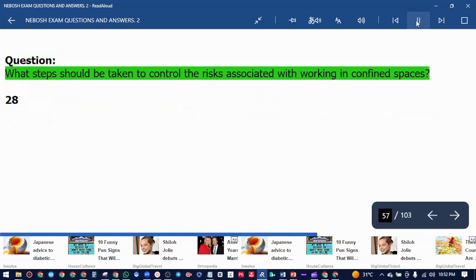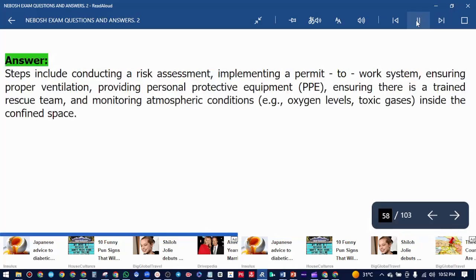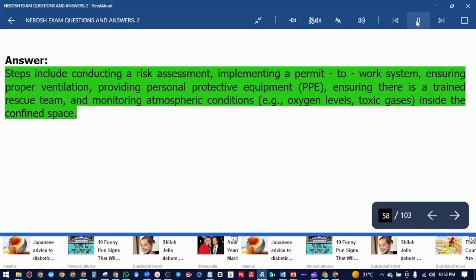Question 28. What steps should be taken to control the risks associated with working in confined spaces? Answer. Steps include conducting a risk assessment, implementing a permit to work system, ensuring proper ventilation, providing personal protective equipment (PPE), ensuring there is a trained rescue team, and monitoring atmospheric conditions, for example oxygen levels and toxic gases, inside the confined space.